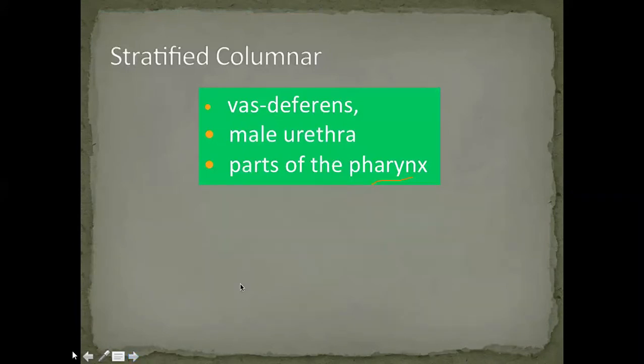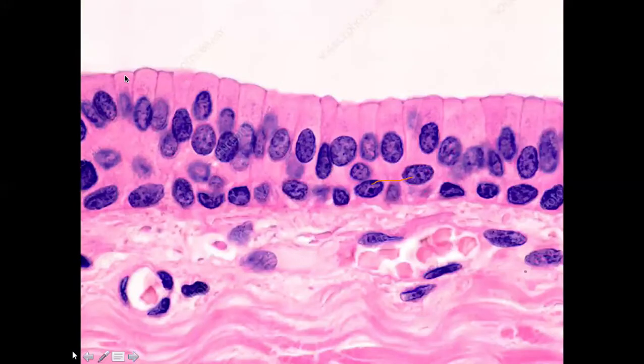How about stratified columnar? Stratified columnar are found in your vas deferens, in the male urethra, and parts of your pharynx. So this is stratified columnar. Look at the shape of the cells: columnar. Then you can find two or more nuclei. That's why it is stratified columnar.